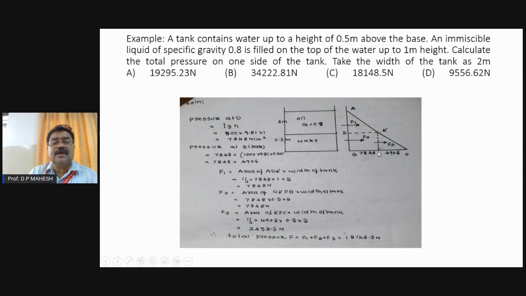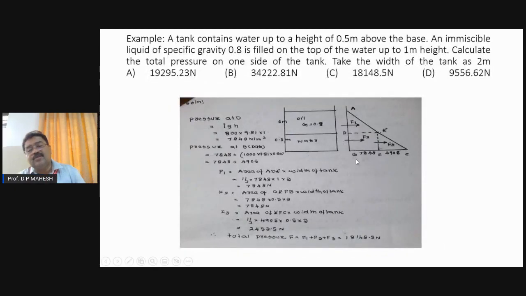So now when you draw the vertical line, these two are equal to 7848. And this is 4905. Now you have a diagram called the pressure distribution diagram. In the diagram there are three components. These two are triangles, whereas this is a rectangle. So we can calculate F1, F2, F3. They are the forces acting on the respective parts of the pressure distribution diagram. To calculate F1, area of the triangle multiplied by width of the tank. The tank has a width equal to 2 meter, perpendicular to the slide. So when that is known, you can calculate F1, F2, and F3. When all three are put together, that becomes the total pressure.